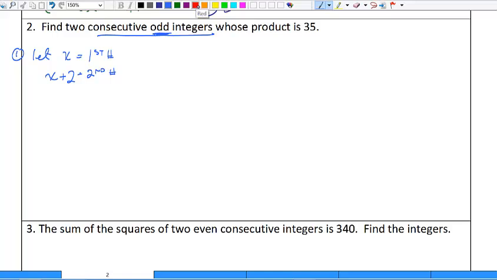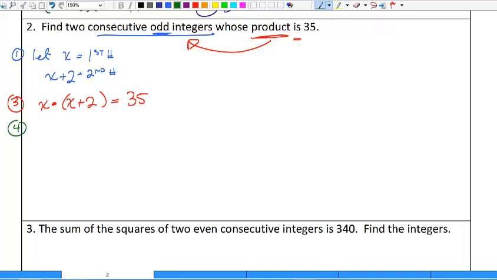Step 2 says draw a picture. Can't do that. Step 3 says write an equation. Find two consecutive odd integers whose product. Okay, that word product means multiply. And who am I multiplying? Well, the subject of this sentence, which is the consecutive odd integers. Is. What does that word is mean? That's equals 35. So I've now written my equation.